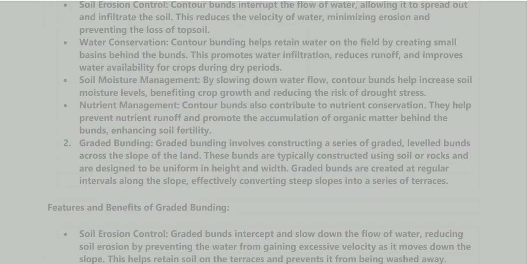Soil erosion control. Contour bunds interrupt the flow of water, allowing it to spread out and infiltrate the soil. This reduces the velocity of water, minimizing erosion and preventing the loss of topsoil. Water conservation. Contour bunding helps retain water on the field by creating small basins behind the bunds. This promotes water infiltration, reduces runoff, and improves water availability for crops during dry periods. Soil moisture management. By slowing down water flow, contour bunds help increase soil moisture levels, benefiting crop growth and reducing the risk of drought stress.